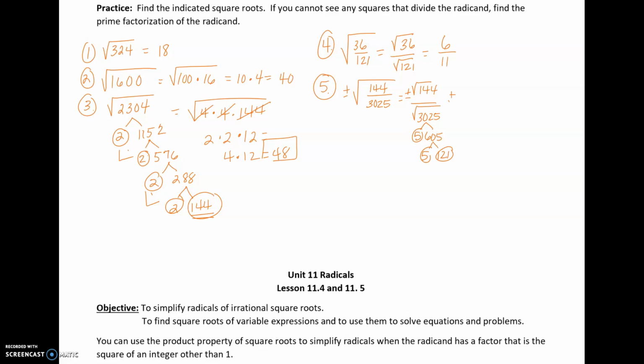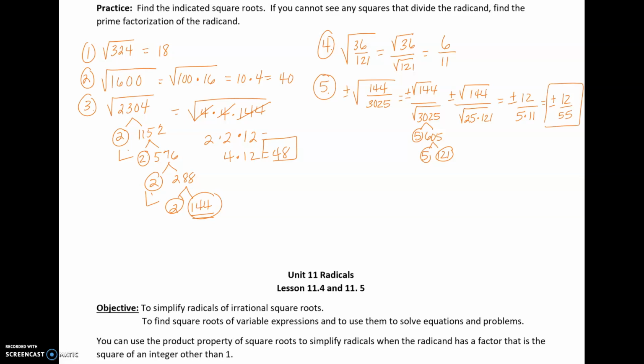So now I can rewrite this as the square root of 144 over the square root of 5 times 5, which is 25, times 121. And the square root of 144 is 12. The square root of 25 is 5. The square root of 121 is 11. So this answer is positive or negative 12 over 55.